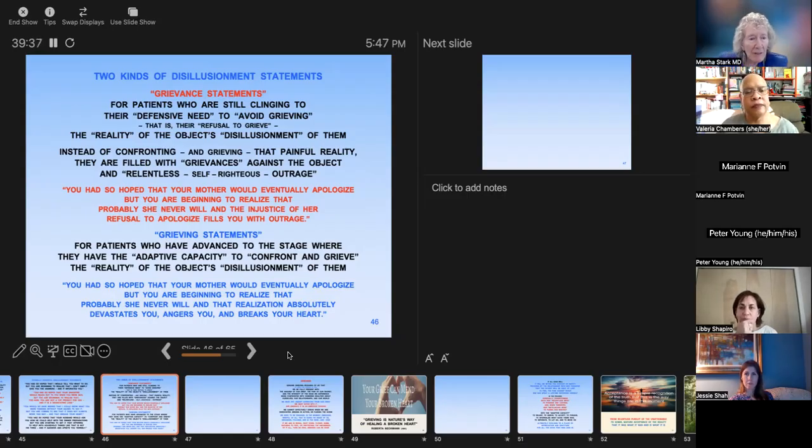So grieving statements, on the other hand, basically disillusionment statements, the ones that are going to work, are for patients who have advanced to the stage where some part of them anyway has the adaptive capacity to confront and grieve the reality of the object's disillusionment of them. You had so hoped that your mother would eventually apologize, but you're beginning to realize that probably she never will. That's the same as the grievance statement. And that realization absolutely devastates you, angers you, and breaks your heart.